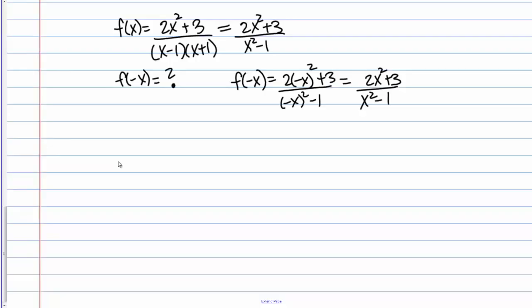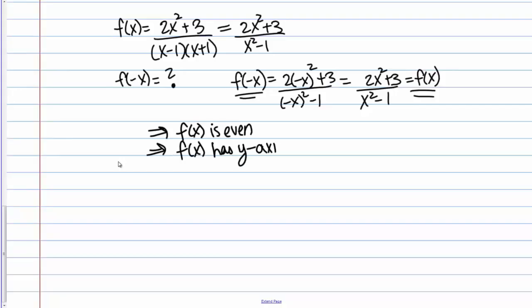So what's that? That's the original function, right? So I've just shown that f of negative x equals f of x. So this tells me f of x is even. Or we could also say equivalently, f of x has y-axis symmetry. So when we get to the point where we graph our function, it should be symmetric over that y-axis. So in general, a function can be even or odd, but it can also be neither. A function doesn't have to have either one of these symmetries.